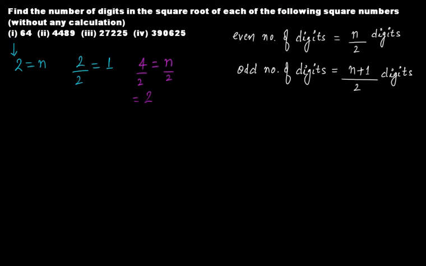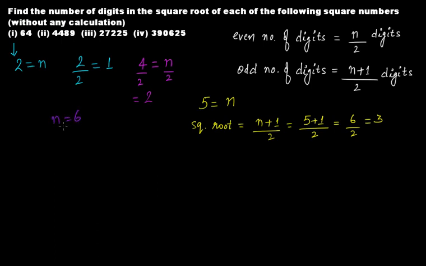Right. Now, in this case, we have 1, 2, 3, 4, and 5 digits in this square number. So its square root will have, since n is equal to 5, (n plus 1) by 2 digits, that is (5 plus 1) by 2 digits, that is 6 by 2 digits, that is 3 digits. And then this last one, n is equal to 6, that is, you have 6 digits, therefore the square root will have n by 2 digits, that is 3, right? Okay.